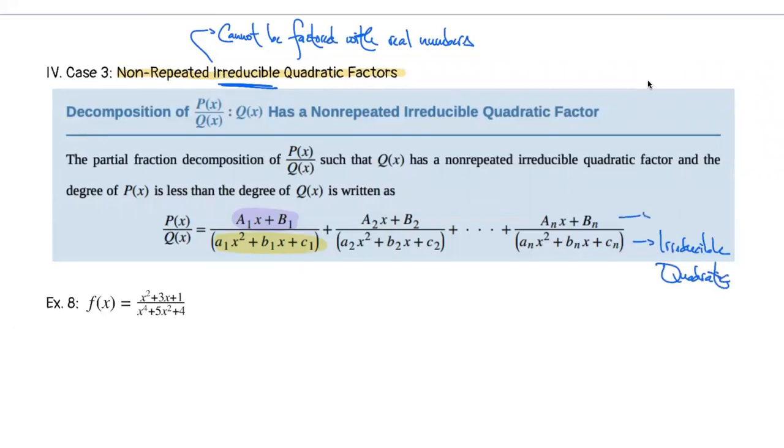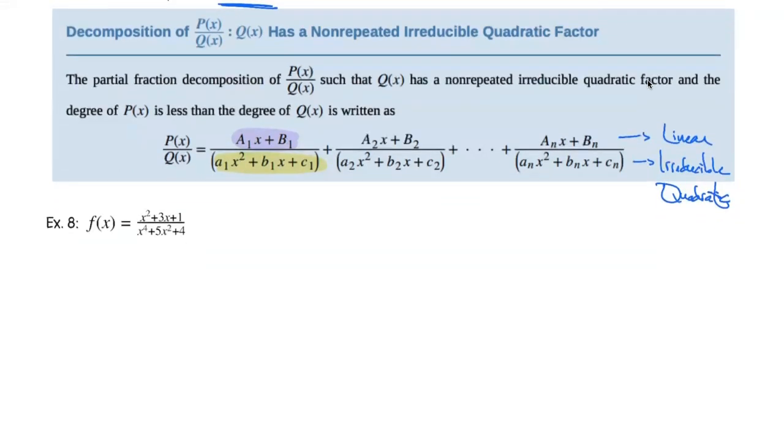Yeah, these ones on the top are all linear. Okay, so if you have an irreducible degree 2 on the bottom, on the top now, we're not just going to put an a, we're going to put an ax plus b. We're going to put a linear term up there. Okay. So let's try example 8 to see what that might look like.